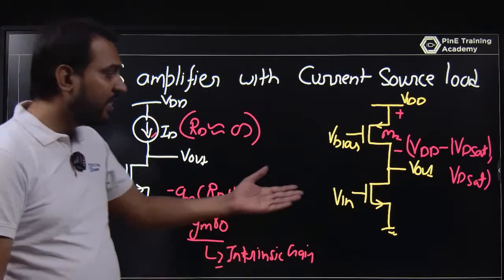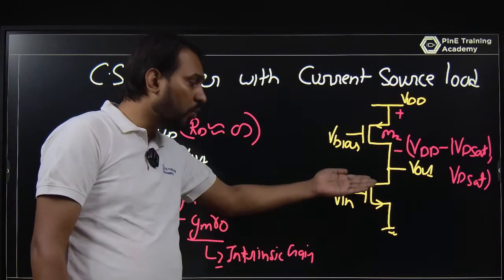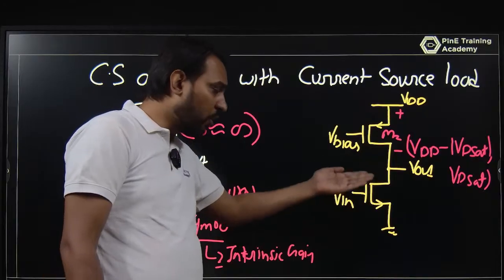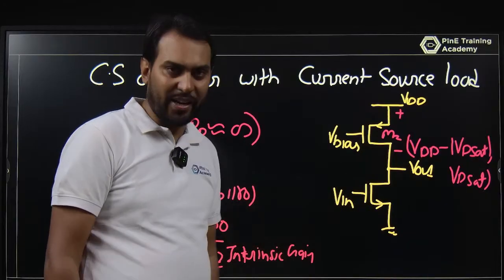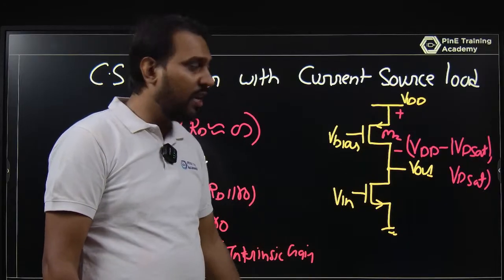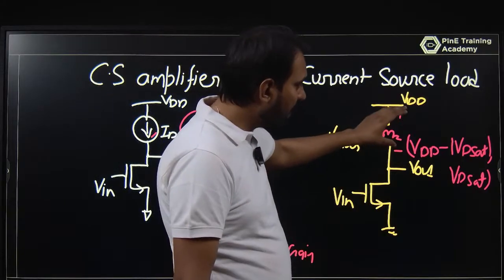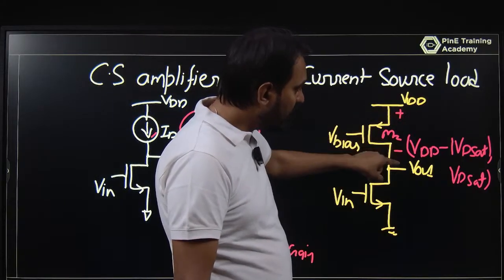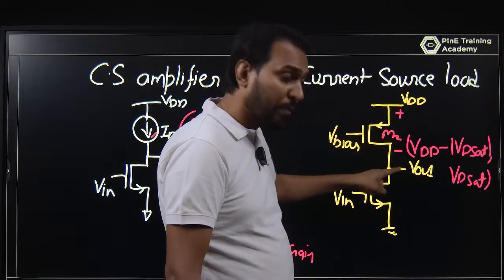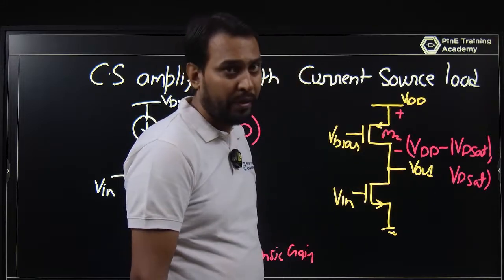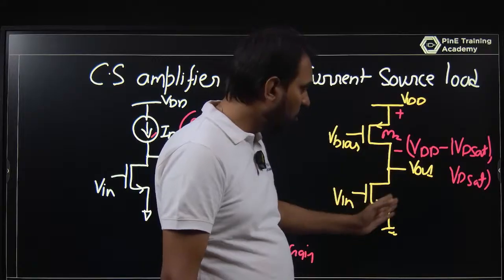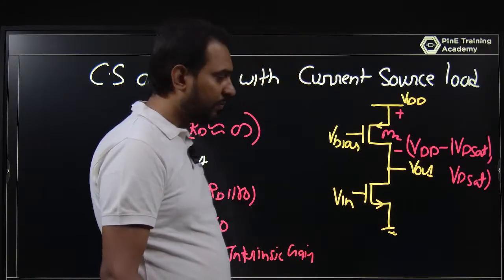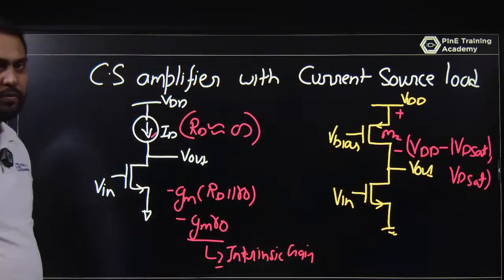Because VD sat is the minimum voltage required to make that MOSFET be in the saturation region, that is VD sat. And if the minimum voltage required for saturation is VD sat, then this voltage VDD minus VD sat will be the maximum voltage obtained here. That is VDD minus VD sat to VD sat. That is the swing.